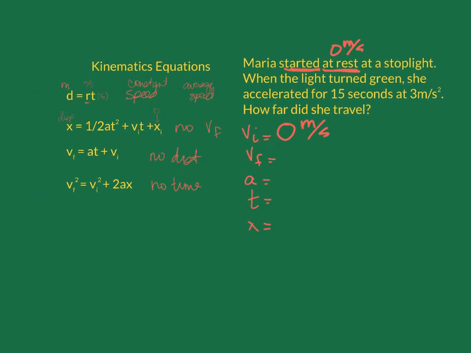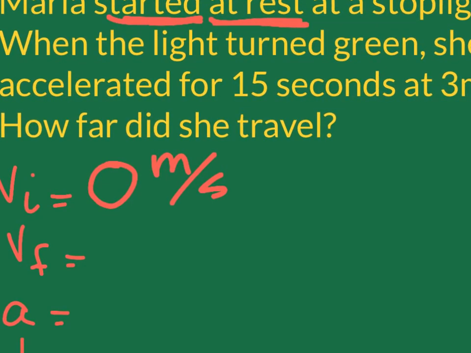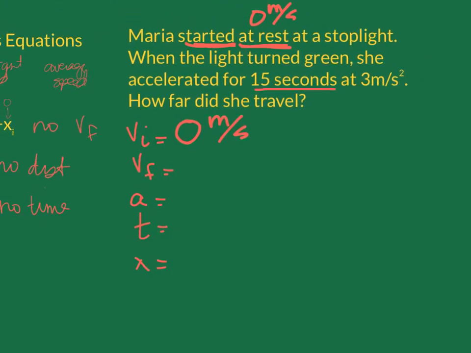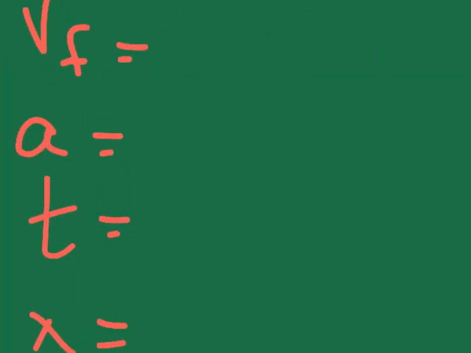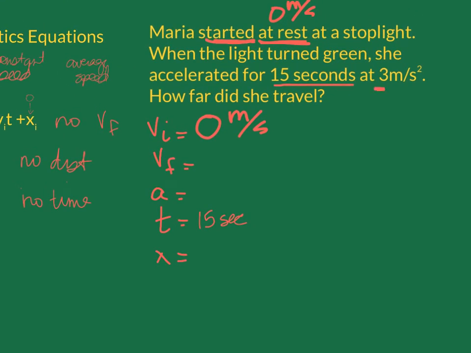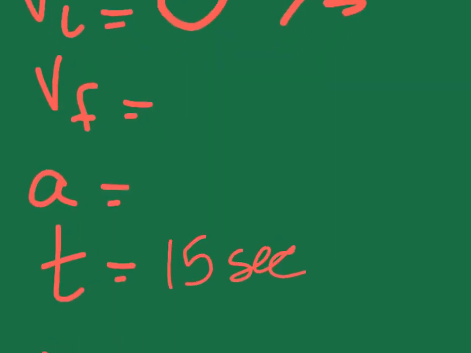When the light turned green, she accelerated for 15 seconds. 15 seconds. What do we measure in seconds? Notice I'm looking at the unit to see where I'm going to put it. You're right. Seconds is time. So we're going to go 15 seconds at 3 meters per second squared. What do we measure in meters per second squared? Good. That's your acceleration.